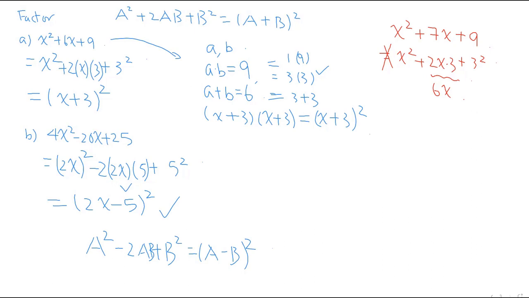Of course, you can also use the way we did for trinomials. You want to find two numbers whose product is 4 times 25, that's 100, and whose sum is negative 20. So that's negative 10 and negative 10. You can split, then factor. You can check the previous video to see this. Okay, thank you.